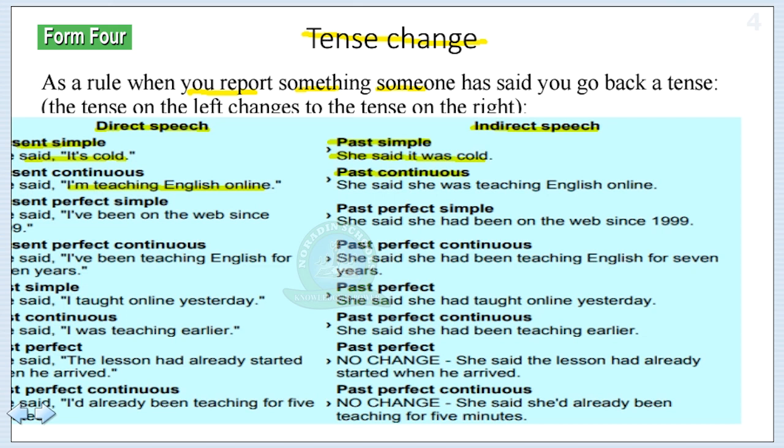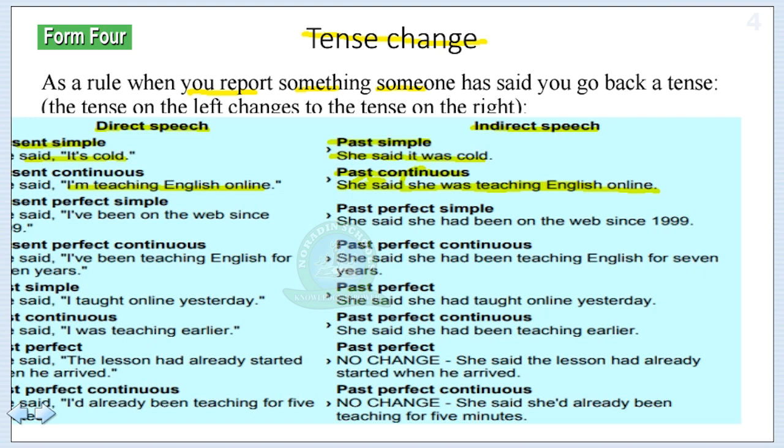So I becomes she, because this is the exact words of the speaker. But there is no rephrasing, it's a quote. But this is a rephrasing, or indirect speech. So I'm teaching English online, she said. She said, I'm teaching English online. We're going to say she said that she was teaching English online.